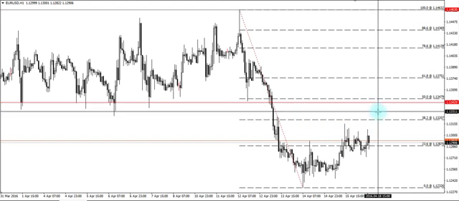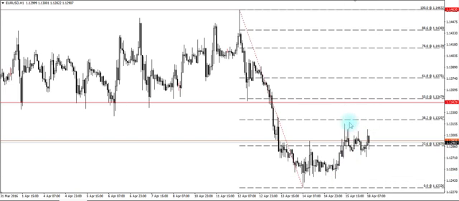Alright, so let's wait for the price to retrace this level. And well, if you measure this with this, it is exactly where the price will get exhausted as well. So a very good price to go for a sell for the euro against the US dollar.